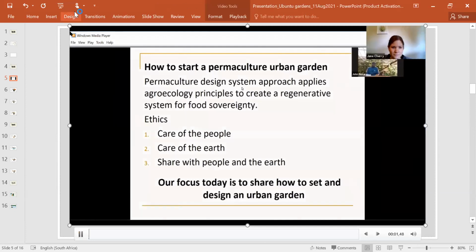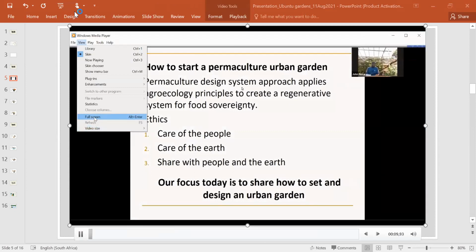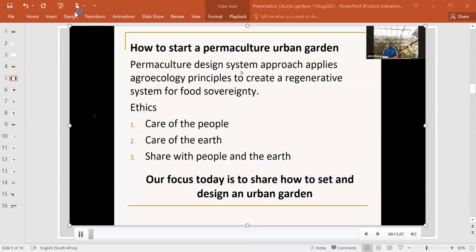Within these systems and approaches, we have ethics that we follow. These ethics are care of the people, care of the earth, and share with people the earth. When we say care of the people, it's all about decolonizing ourselves. By decolonizing, we are not going to be colonized by the industrial agriculture systems, where we depend on them for all agricultural inputs and all the seeds that we use. It is all about taking responsibility for our families and the future generation.